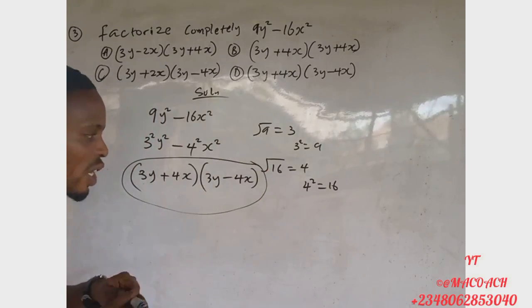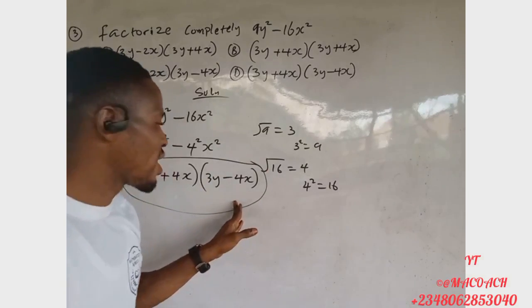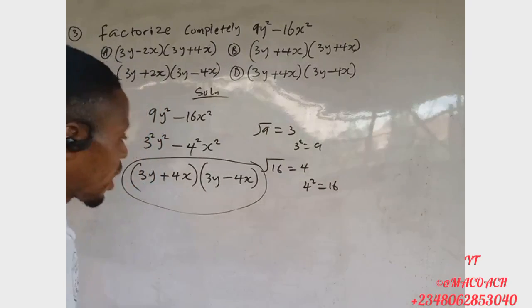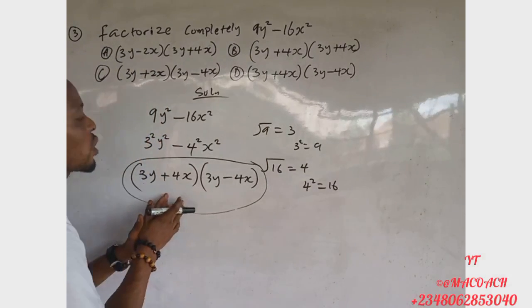So that is the answer for this question. That is the simplest way you can solve for this mathematics. Factorize this one completely. That is the simplest way you can solve it. Okay. So this is our answer for this question.